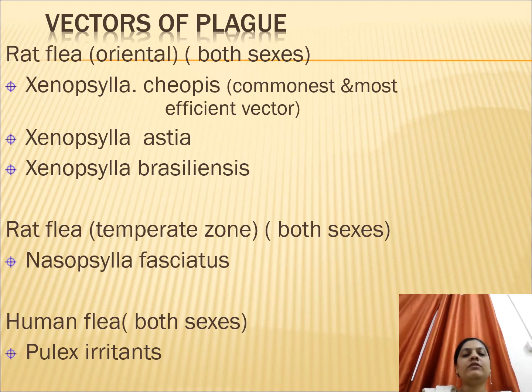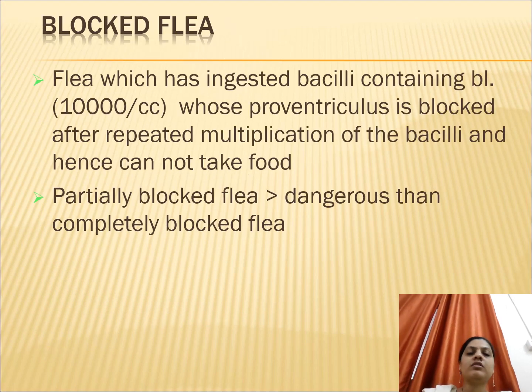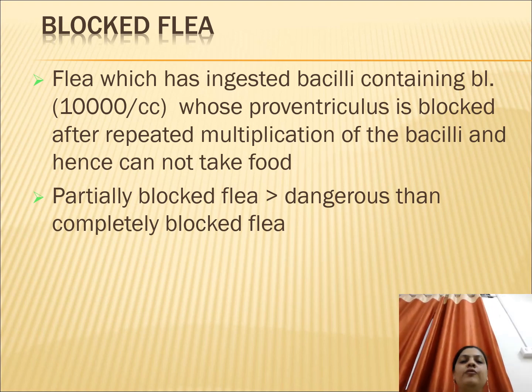Other rat fleas are Nosopsyllus fasciatus and Pulex irritans. Both the sexes are involved, unlike the mosquito where only the female bites. Now we come to an important term, what is a blocked flea? Fleas which have ingested bacilli, where the proventriculus is blocked after repeated multiplication of bacilli, and hence the flea cannot take the food.